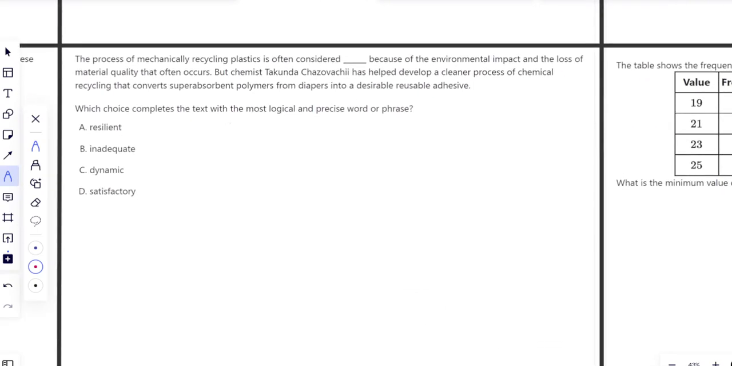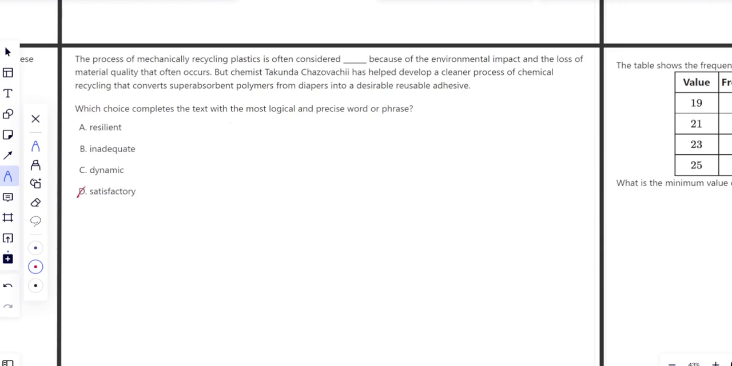Okay, the process of mechanically recycling plastics is often considered blank because of the environmental impact and the loss of material quality that often occurs. But chemist Takunda Chazavachi has helped develop a cleaner process of chemical recycling that converts superabsorbent polymers from diapers into a desirable reusable adhesive. Which choice completes the text with the most logical and precise word or phrase? Process of recycling is considered resilient. Process of recycling is considered inadequate. The process is considered dynamic or considered satisfactory.